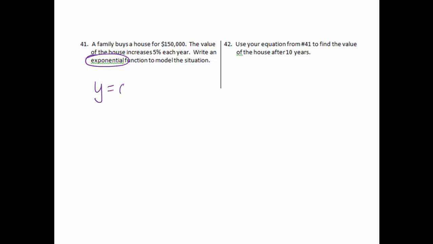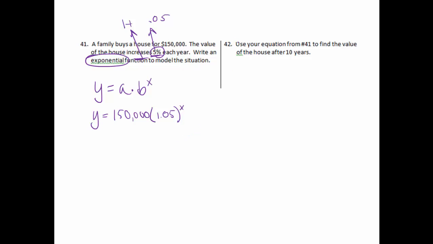So we're going to write y equals a times b to the x. My a is what I started with, and I'm starting at 150,000. And then remember, my b is my growth rate. If I increase by 5% each year, first of all, 5% as a decimal would be 0.05. And if I want to increase, we're going to be adding 1 to that. So we'll have 1 plus 0.05, which will be 1.05, and it's going to be raised to the x power. So that is the exponential function to model the situation.